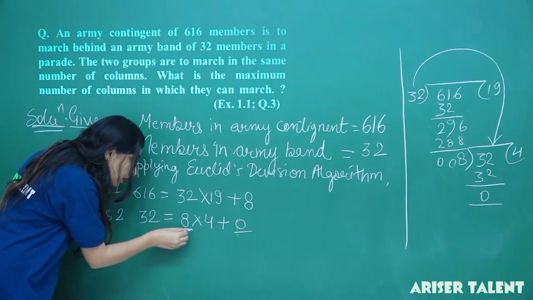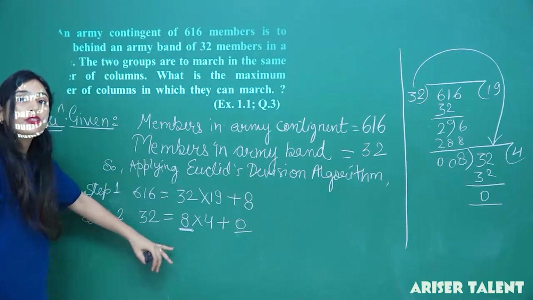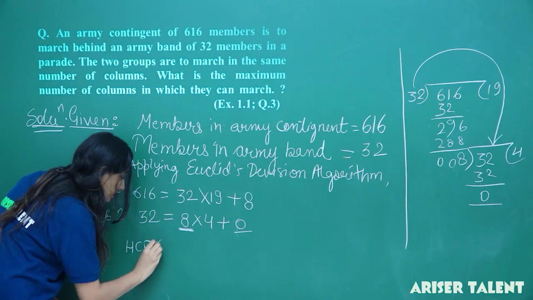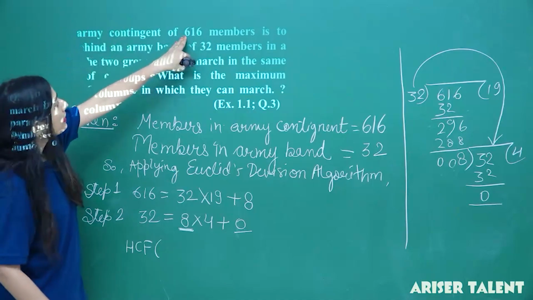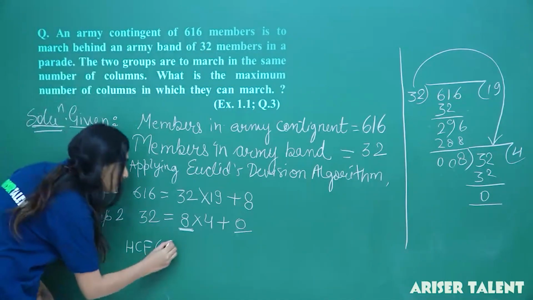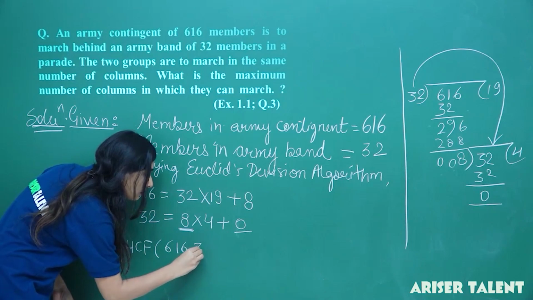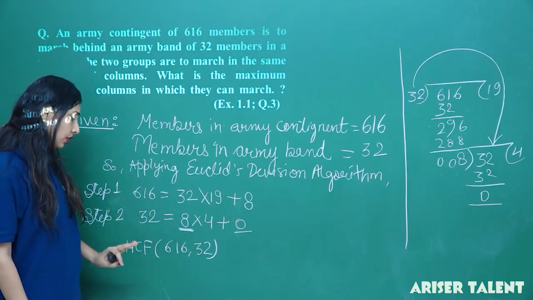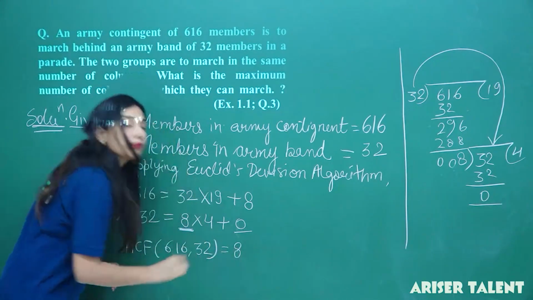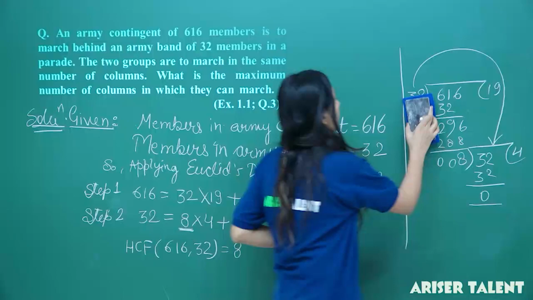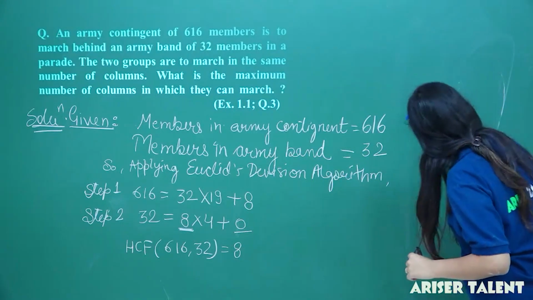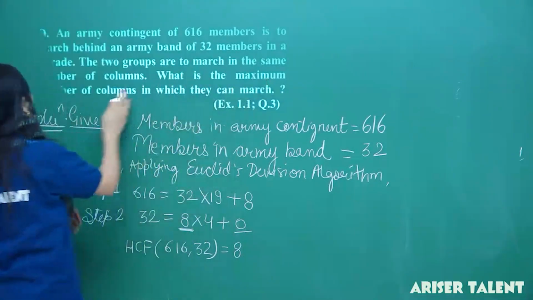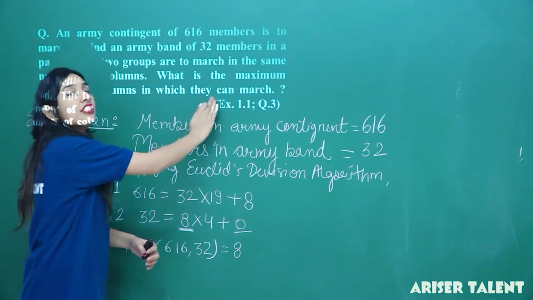So, this number, which is your what? Divisor, is the HCF of 616 and 32. Okay. And it's also the HCF of 32 and 8. So it is 8. So what is our answer? 8 is the maximum number of columns in which they can march.